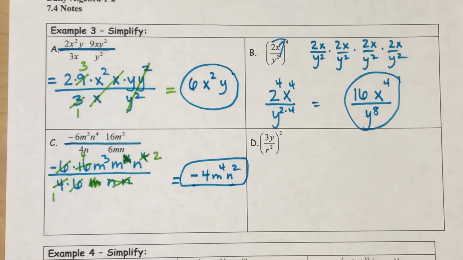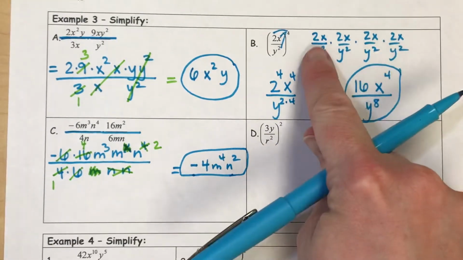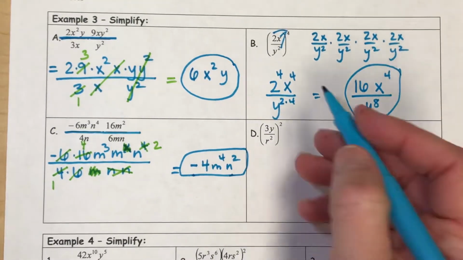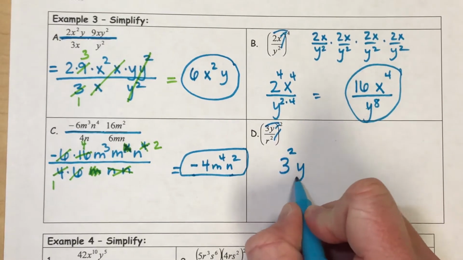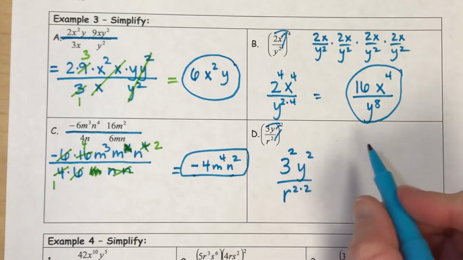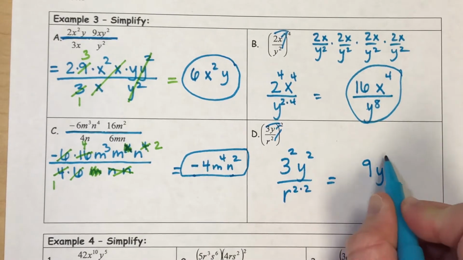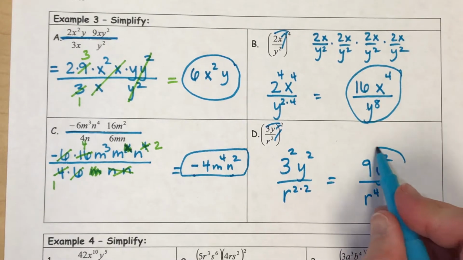So I'll just circle my answer. For letter D here, you could write it out a couple times, kind of like what we did here, or you can just distribute your square. I'm just going to distribute my square this time. So 3 squared y squared over r squared, you got 2 of those. So 9y squared over r to the 4th power.